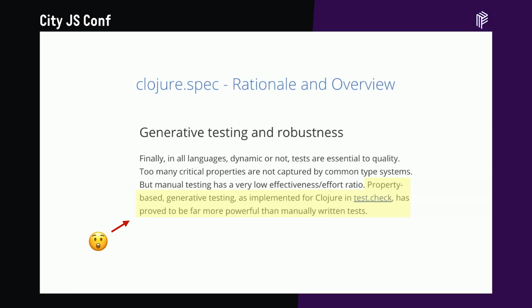Now, property-based testing libraries are actually core components of various different programming languages, maybe most famously Clojure, or at least they talk about it a lot. If you look in the Clojure docs, you can find statements like this: Property-based generative testing, as implemented for Clojure and test.check, has proved to be far more powerful than manually written tests. Okay, powerful, who knows what that really means. But, I mean, is that true? If so, shouldn't this be something we're looking into in JavaScript?